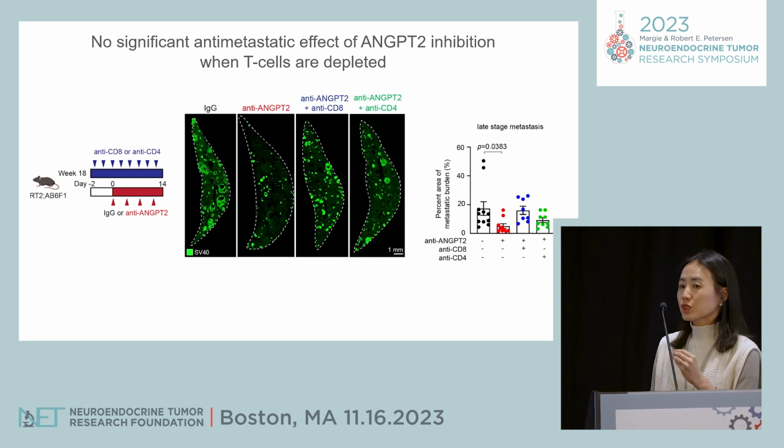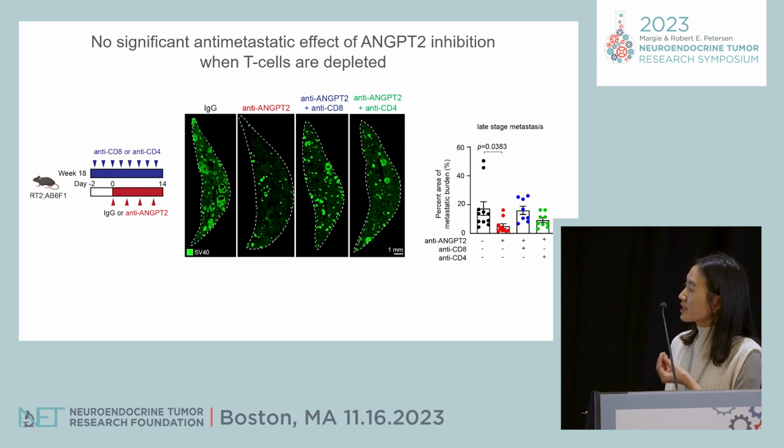And also, we tried to demonstrate the role of T cells in the anti-metastatic action of angiopoietin 2 inhibition. So we did two separate studies. One is angiopoietin 2 inhibition in immunodeficient mice, and the second is a CD8 depletion study along with CD4 T cell depletion. Here, both studies support the importance of CD8 T cells.